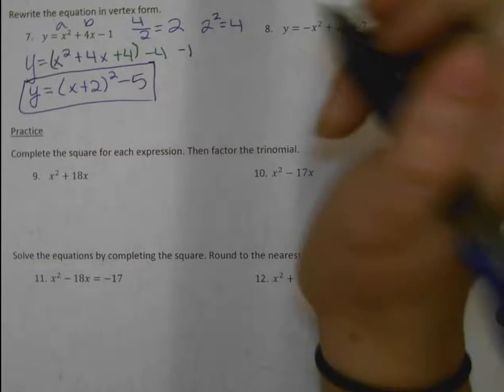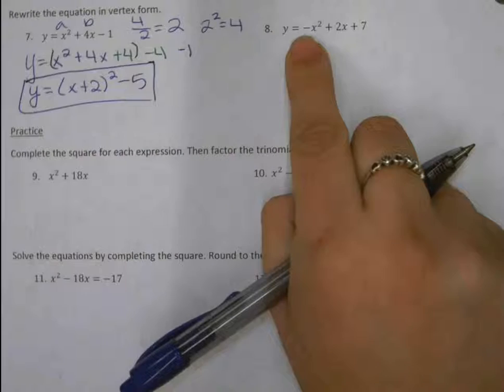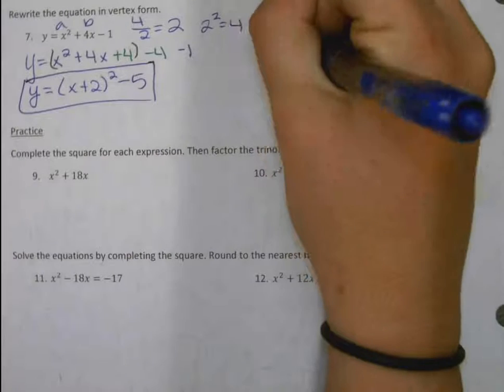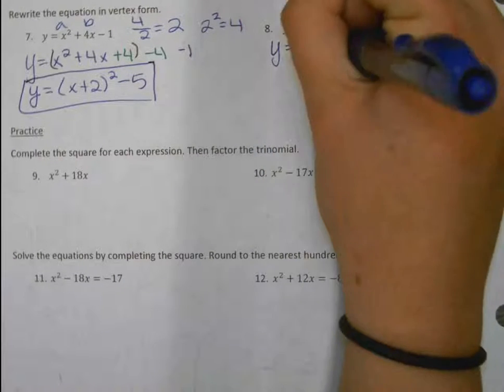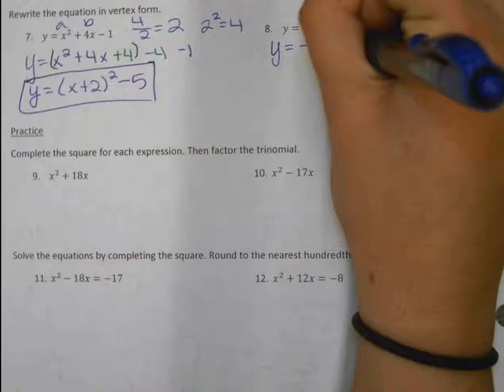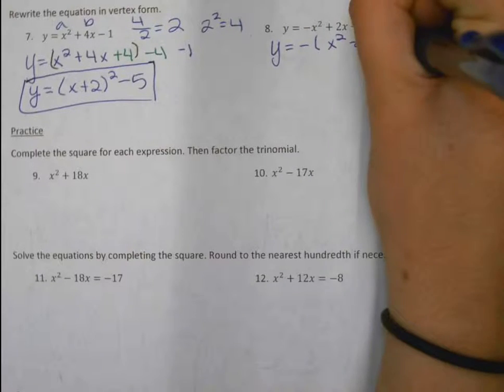Kind of the same thing on number 8, except you notice how I have this negative out front? What I'm going to do is I'm actually going to rewrite it first. I'm going to have y equals negative, and then in parentheses x squared minus 2x, and then I leave the 7 alone.